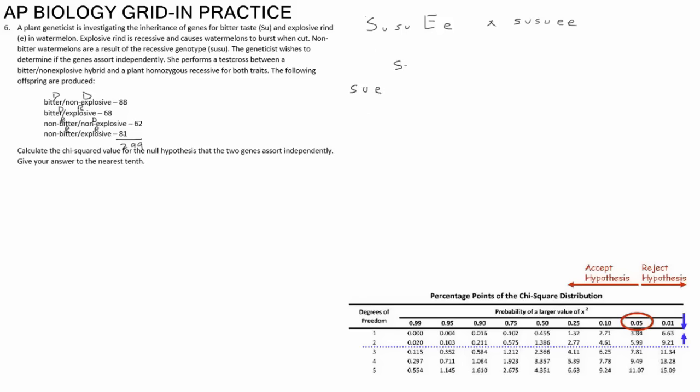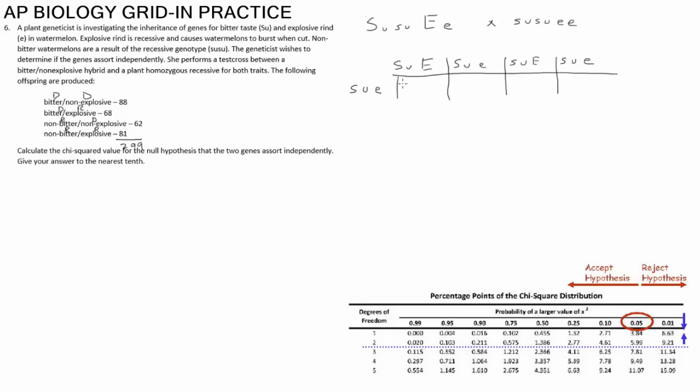So we have dominant su for the bitter and a dominant allele for the explosiveness, which is actually non-explosive, and a dominant and recessive for explosive, or we can have recessive for bitterness, dominant for non-explosiveness, or we can have recessive, recessive. So there are four different possible outcomes depending on which combination of alleles is contributed by the heterozygous individual.